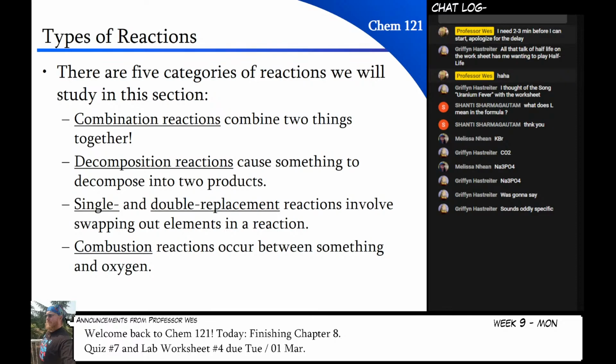So the 5 reaction types are combination, where I combine things together, decomposition, where I split things into other things, single and double replacement, swap out substances, and then combustion is any reaction with oxygen. So those are the 5 types of reactions with a brief description of them. We're going to show you single and double replacement in detail, so don't worry if you're like, I don't understand what this means. That's totally okay. The other ones are pretty intuitive. Are you combining or splitting it apart? That will tell you if it's combination or decomposition.